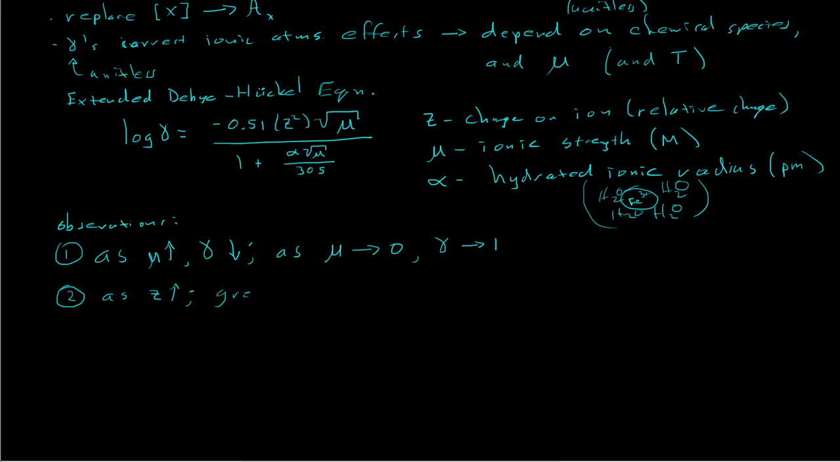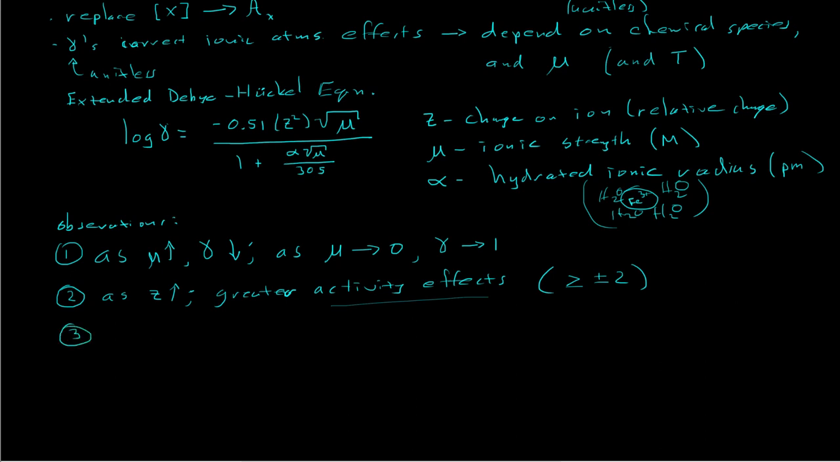So we're going to see greater activity effects. And these really become important when you've got charges that are greater than or equal to, say, plus or minus 2. So anything that's polyvalent, so more than a +1 or -1 charge, then we start seeing even more important activity effects. So these are due to those ionic strength effects.